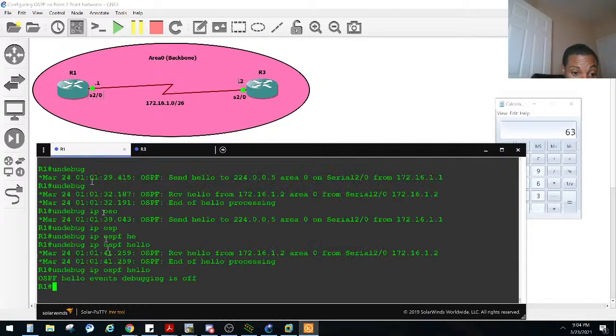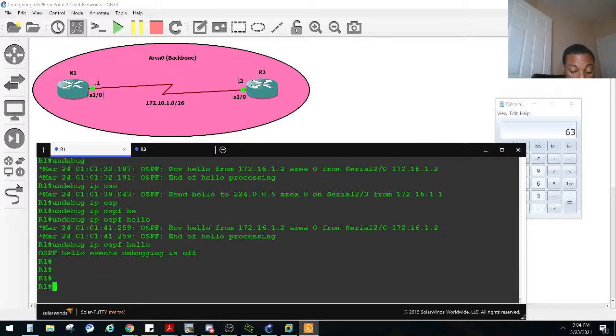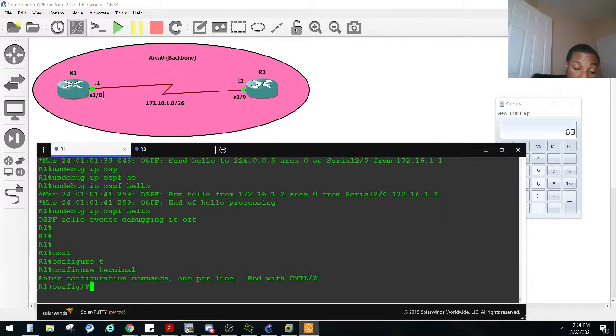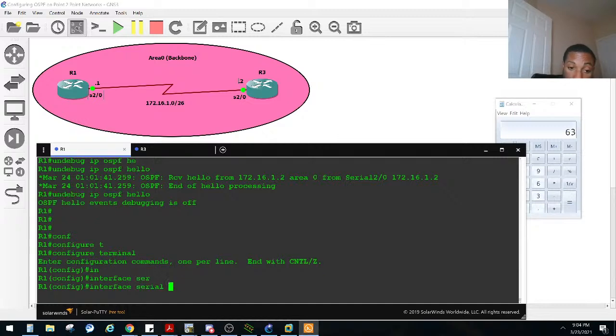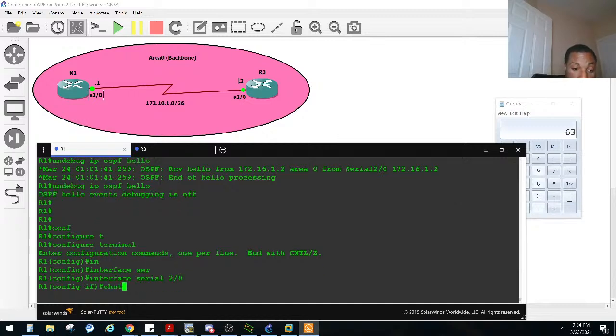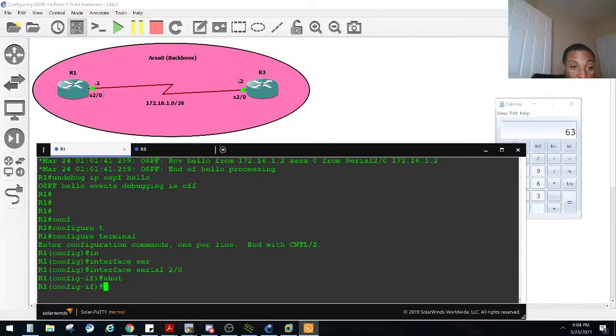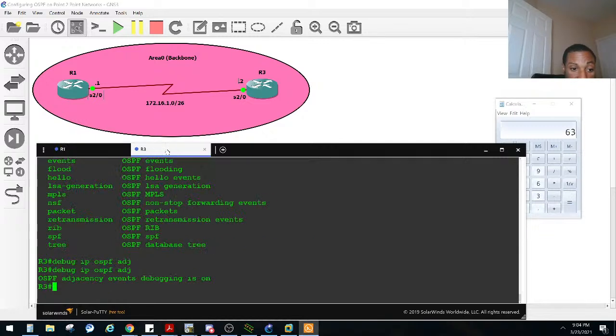We're gonna shut down OSPF on this guy. Not shut down OSPF. We're just gonna shut down the interface that's participating in OSPF. That's a more accurate way to say it. Interface serial 2/0. Right? We're gonna shut that bad boy down, and then we're gonna go to router 3 and look at the messages that were going on here, right? So let's go ahead and shut that bad boy down. Go to router 3. Check out the adjacency events. He's gonna say hello at that 10th second, right?